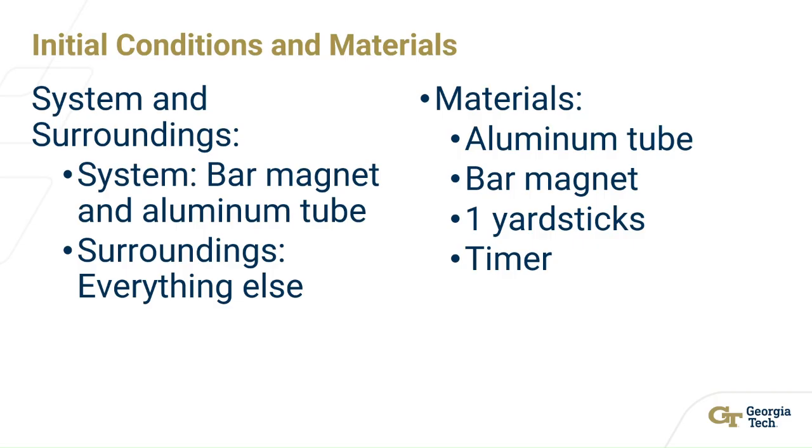So the system of the experiment was the bar magnet and the aluminum tube, and the surroundings were everything else. The materials used were an aluminum tube, a bar magnet, one yardstick, and a timer.